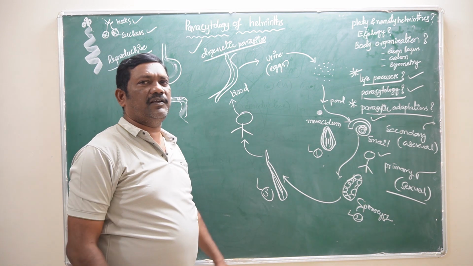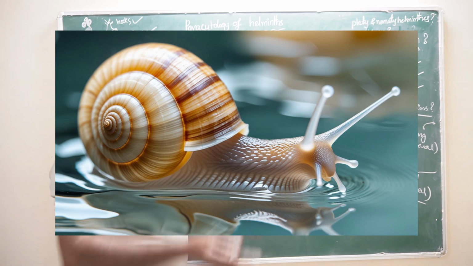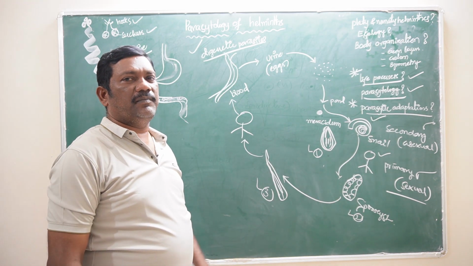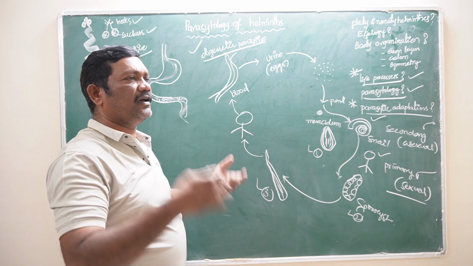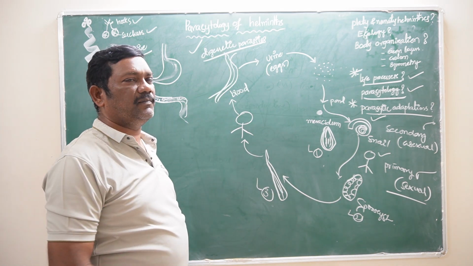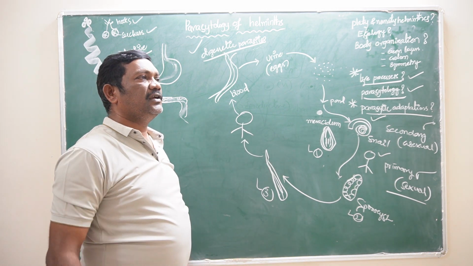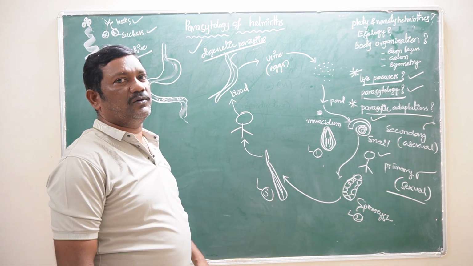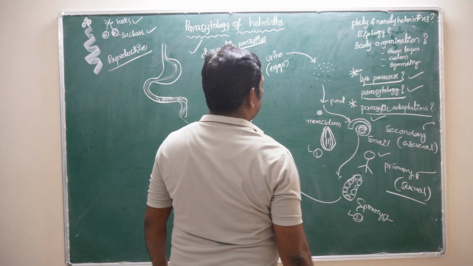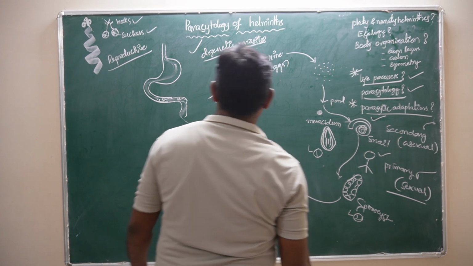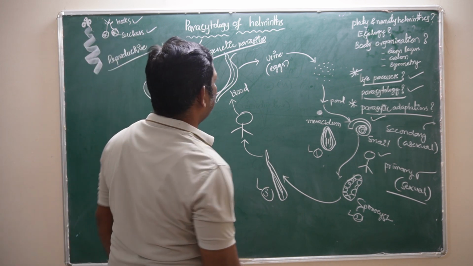Sometimes the snail may not be available, sometimes the humans may not be available, sometimes the environmental conditions may not be suitable, sometimes the water may not be available. So the environmental conditions or the hosts may or may not be available. Their life cycle is very complicated to tolerate harsh environmental conditions, even if there is no host. So, this is a great adaptation found in the helminthic parasites.